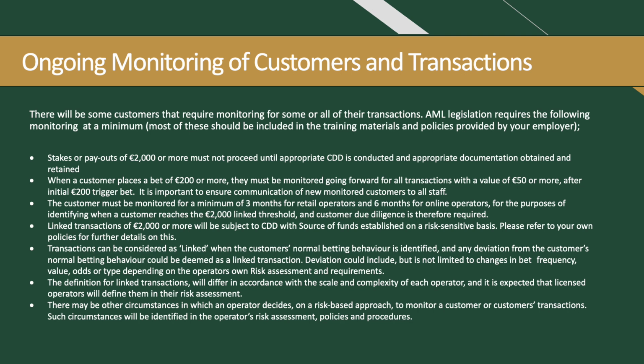Transactions can be considered as linked when the customer's normal betting behavior is identified, and any deviation from the customer's normal betting behavior could be deemed as a linked transaction. Deviation could include, but is not limited to, changes in bet frequency, value, odds, or type depending on the operator's own risk assessment and requirements.